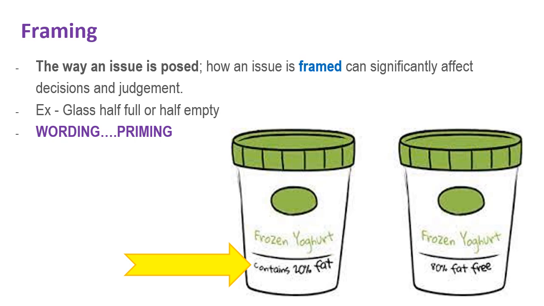Frozen yogurt contains 20% fat, or frozen yogurt that's 80% fat-free. Well, which one sounds better? It's the way that you frame it, right? If you're trying to lose weight, then you're going to go for the one that's fat-free, even though they're saying the exact same thing. Both of them are saying that there's 20% fat, but you can frame it in a way that makes people want to eat it. Like when we say something is sugar-free. Well, it's got something in it that makes it sweet. It's just not sugar.